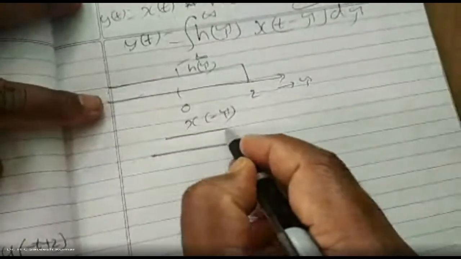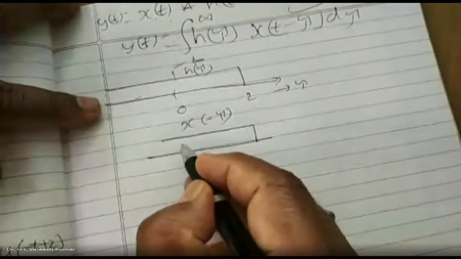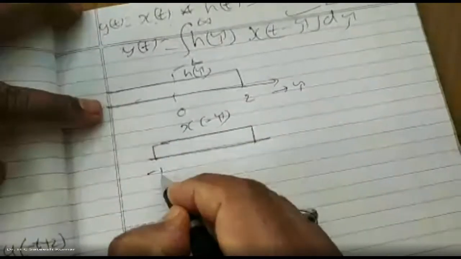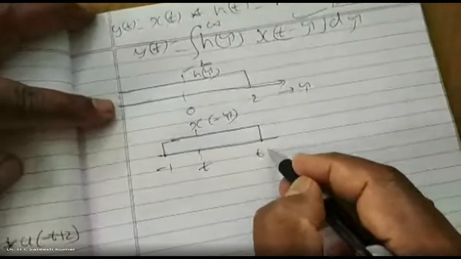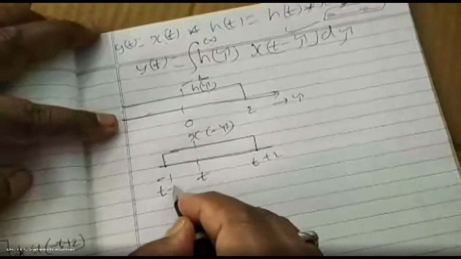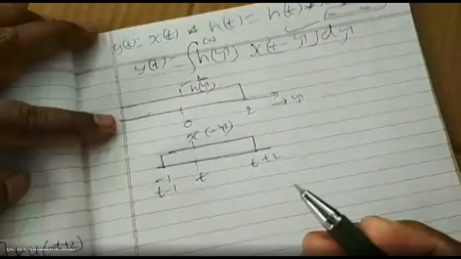Minus 2 will go to plus 2, and 1 will go to minus 1. The 0th value will be taken as t. This is t plus 2. This is t minus 1.